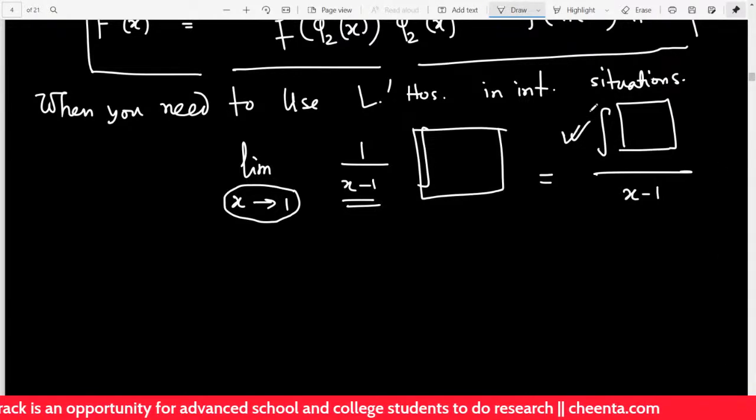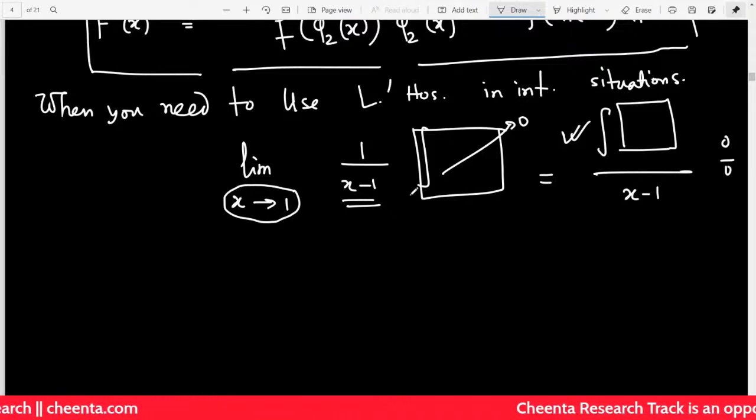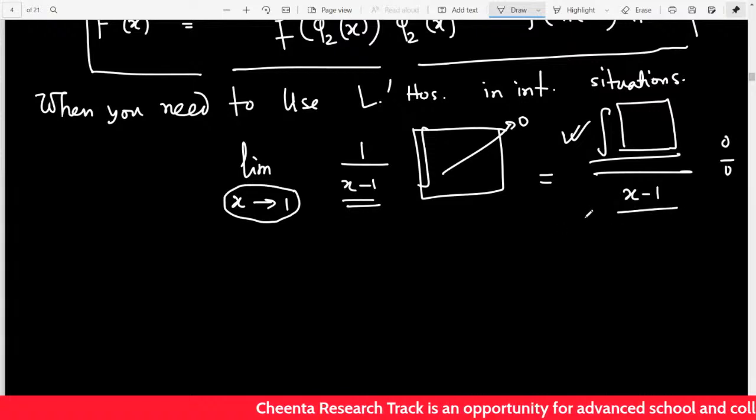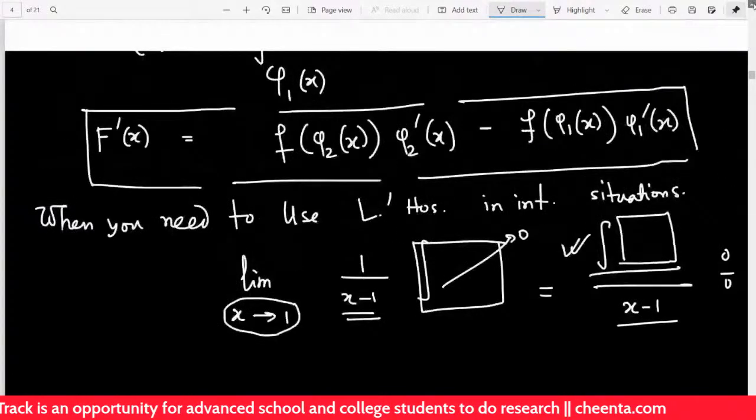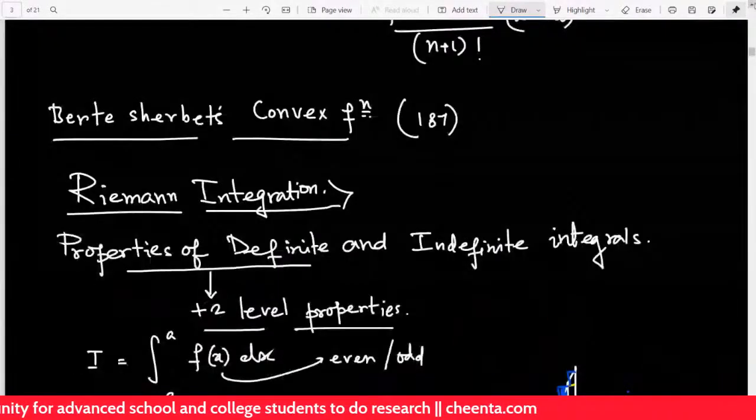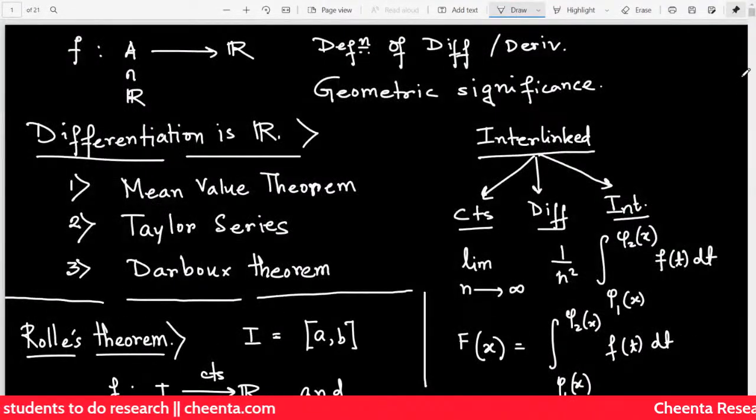Okay, so suppose if you put x equals to 1, the integration becomes 0. So this is now in 0 by 0 formulation. So what you do is you take the derivative of this and the derivative of this and then put limit x tends to 1. So then that will be your limit. Okay, so I think that's all in the real analysis portion for IIT JAM.